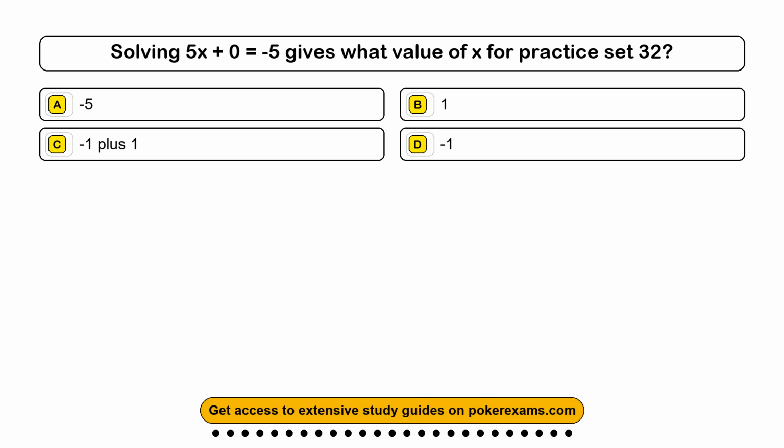Question 9. Solving 5x plus 0 equals minus 5 gives what value of x for practice set 32? Option A, minus 5. Option B, 1. Option C, minus 1 plus 1. Option D, minus 1.